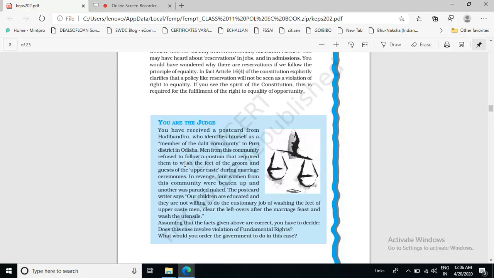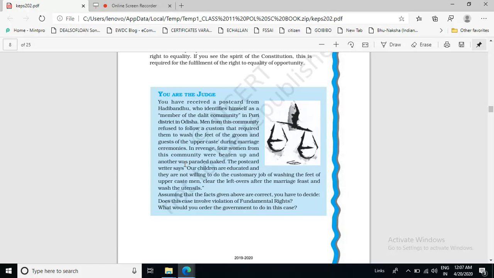And what would you order the government to do in this case? What should the government do? You order the government to ensure that this practice comes to an end, and people should be treated equally, and the government must ensure all these things.